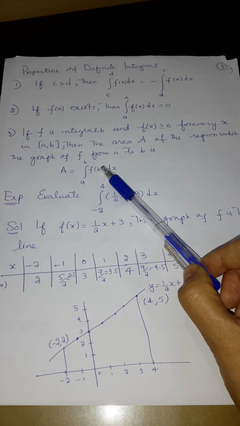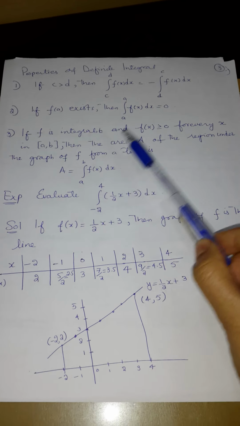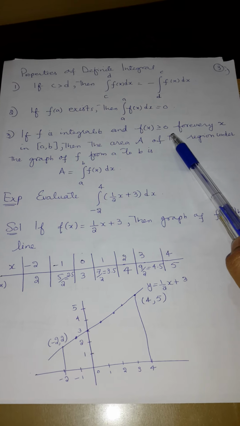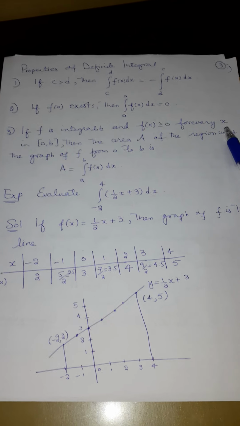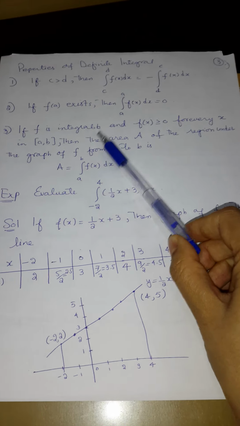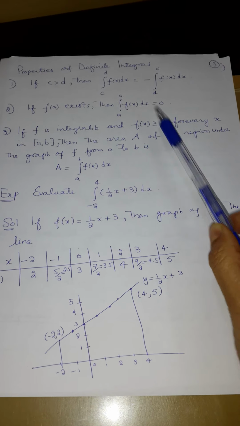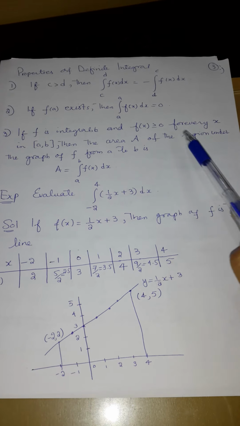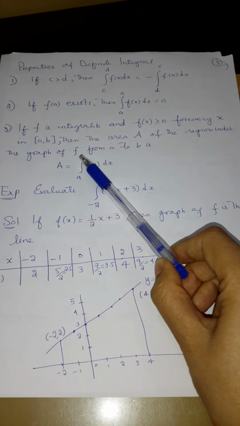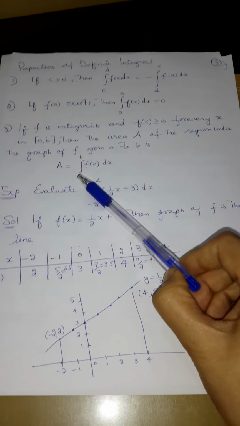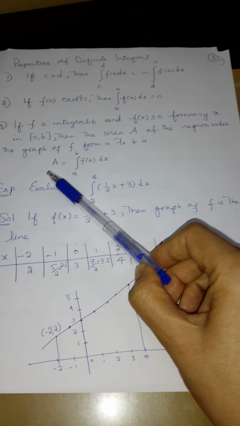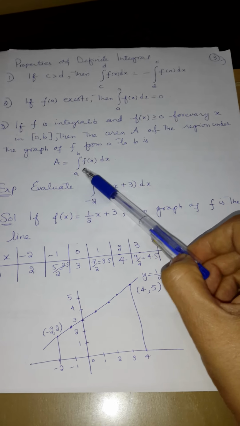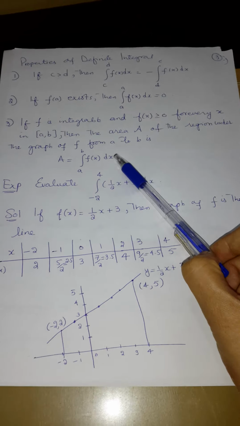The third point is: if f is integrable and f of x is greater than or equal to 0 for every x, meaning the function is integrable and it is non-negative for every value in this interval, then the area of a region under the graph of f from a to b is your definite integral. That is, the area under the curve is always the integral from a to b of f of x dx.